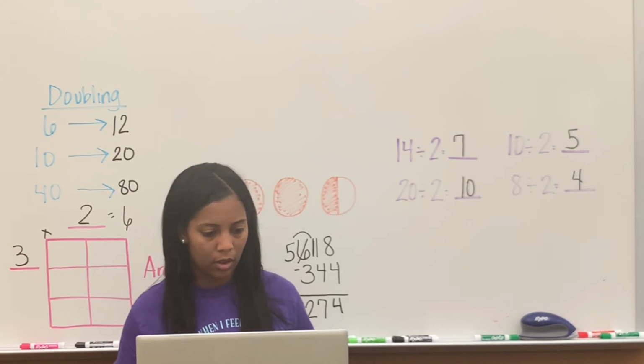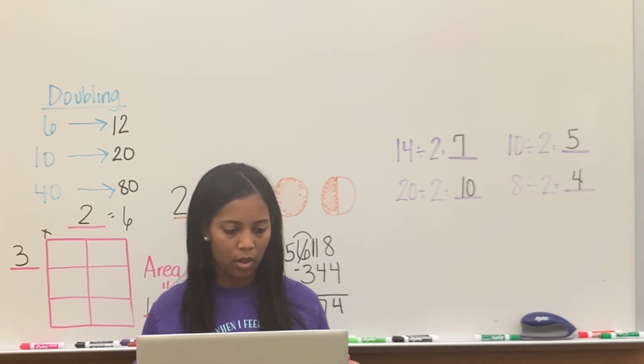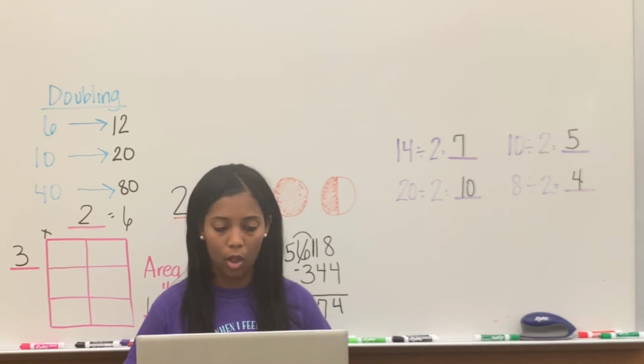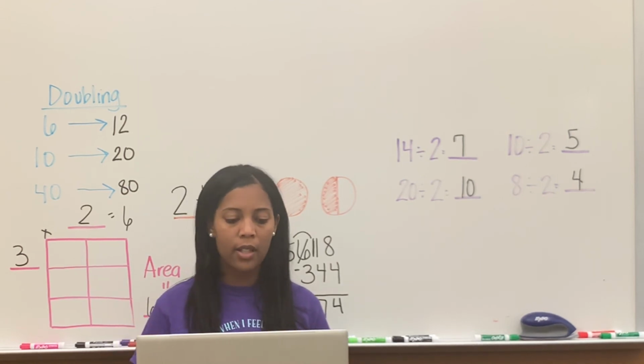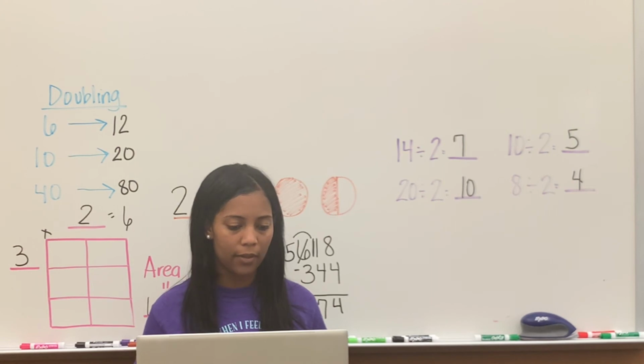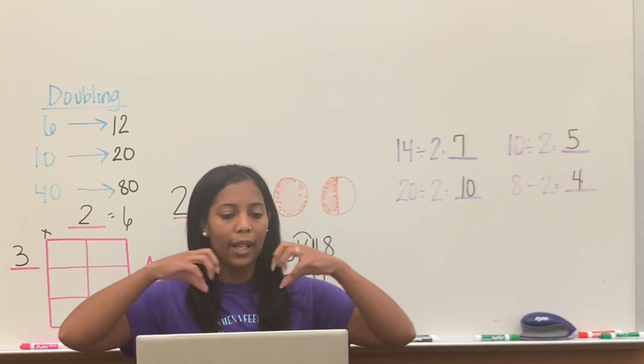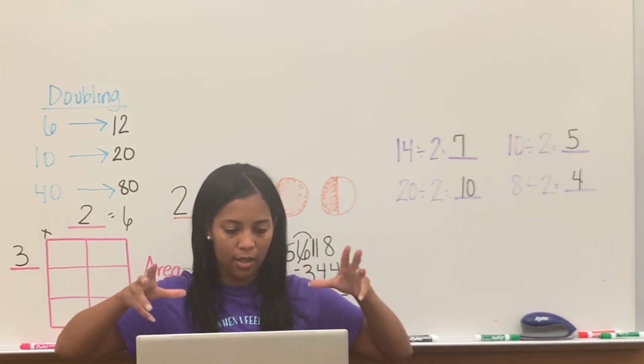We're dividing only with 2. So if you have 10 divided by 2, that would be 5. 12 divided by 2 would be 6. We're only dividing by 2. So that means we're splitting it in half into 2 equal sides. Okay?